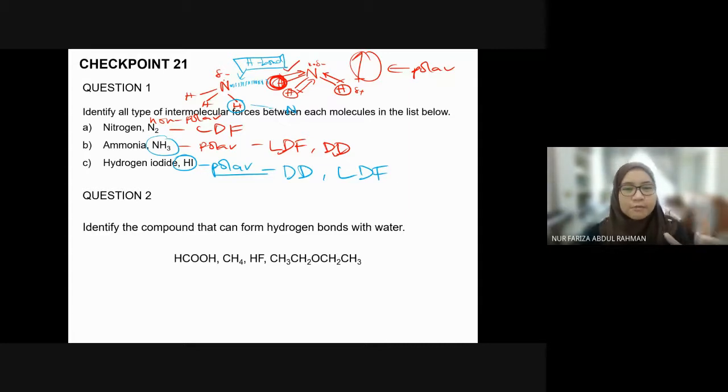Identify the compound that can form hydrogen bonds with water, meaning can this molecule form hydrogen bond with water? So it's between the molecules. We have this molecule HCOOH, and then we have water. So this is water. For the first molecule, can it form hydrogen bond with water, guys?